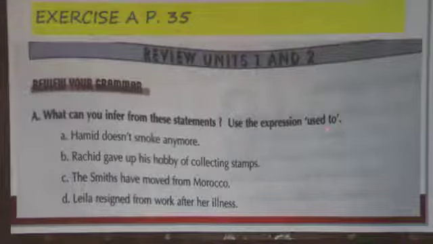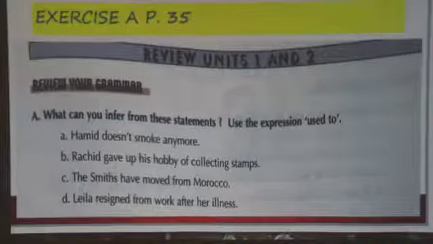The second one, Rashid gave up. So to give up means to stop. Okay? When you give up something, you stop doing something. Like for example, I gave up smoking, which means I stopped smoking. So Rashid gave up his hobby of collecting stamps. So as you know, collecting stamps is a hobby. Okay? And so many people are fond of collecting stamps.